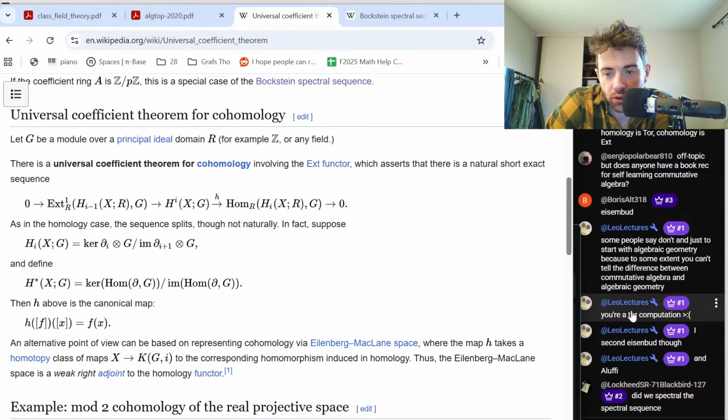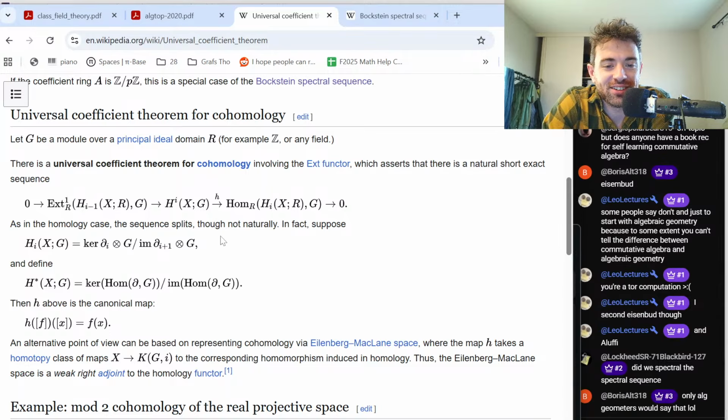I might be a Tor computation. Actually, maybe I'm more of an Ext computation. I feel more cohomological in my heart. Did we spectral the spectral sequence? Not yet. Not yet.